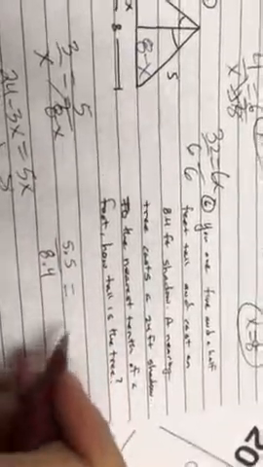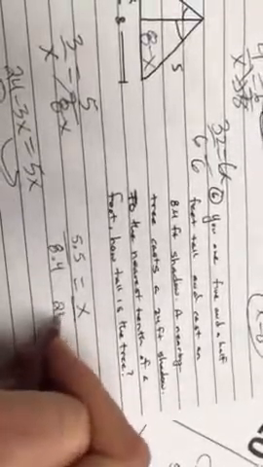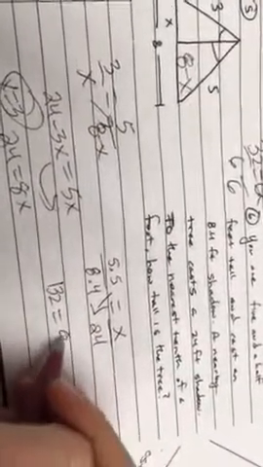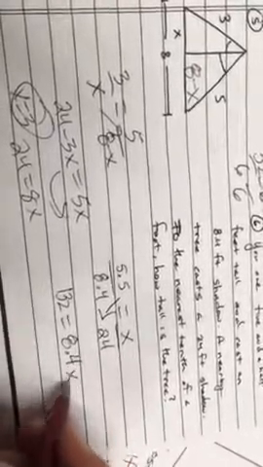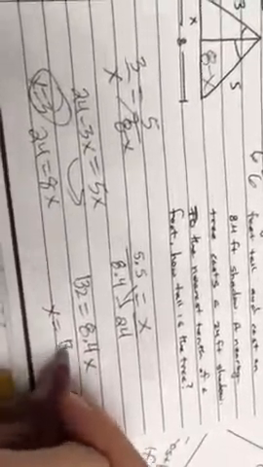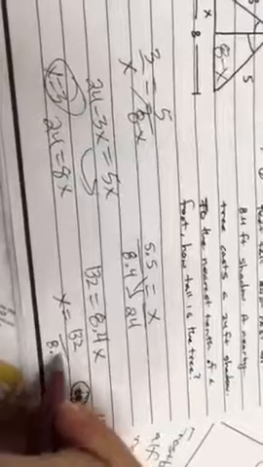You are 5.5 feet tall and cast an 8.4 foot shadow. Your height over your shadow equals a nearby tree that casts a 24-foot shadow, the tree's height over its shadow. Time to cross multiply and solve. You need to calculate. That's 132 is equal to 8.4x.